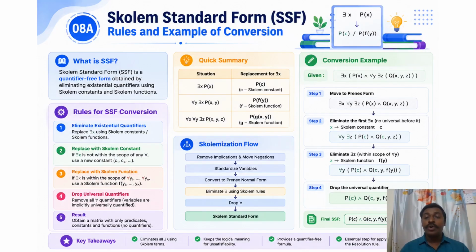So I have to replace z with a function of y. I can replace it with f of y. Wherever there is z, I can replace it with f of y. That is why in q of c comma y comma z, this z alone is replaced with f of y. Now we have to remove the universal quantifier. So the expression goes like p of c and q of c comma y comma f of y. This is now in Skolem standard format.